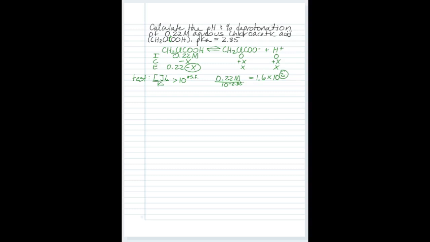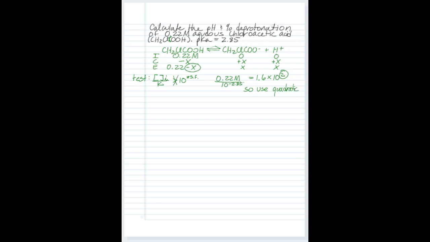I'm given 2 sig figs. This is not looking good for me. It's not greater than the number of sig figs that I'm given. So I am going to go ahead and use the quadratic and not make this simplifying assumption. So, use quadratic.